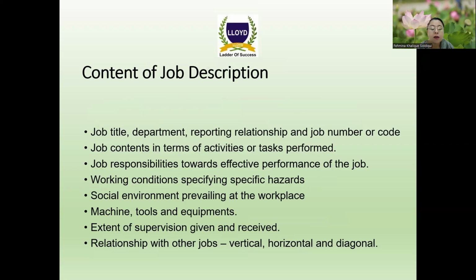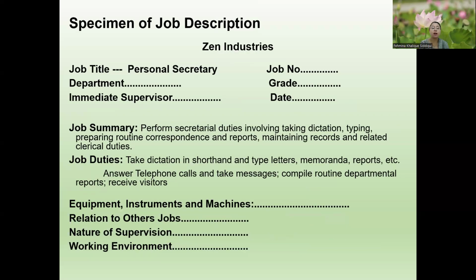So here is again the content for a job description: job title, department, reporting relation, job number or code, job contents in terms of activities and tasks to be performed, responsibilities, working conditions, the environment of the workplace, machines, tools, and equipment required to perform a job, supervision given and received, and relationship with other departments, vertical, horizontal, or diagonal.